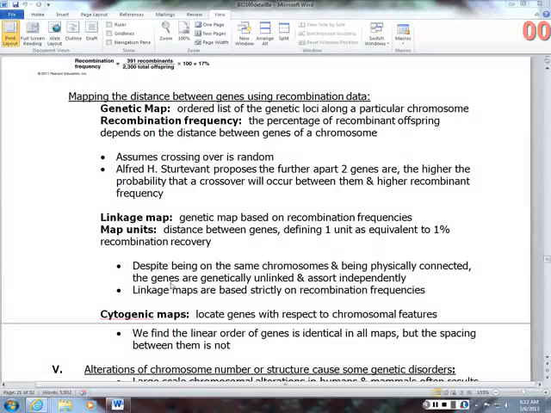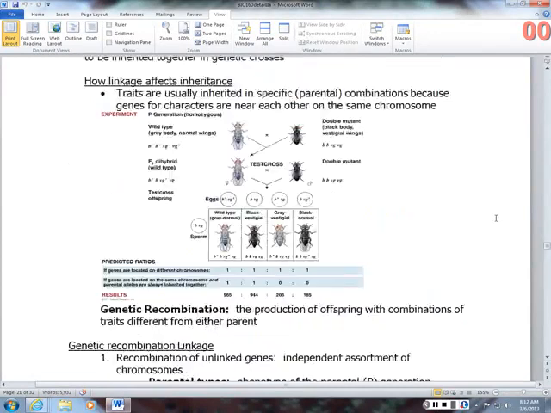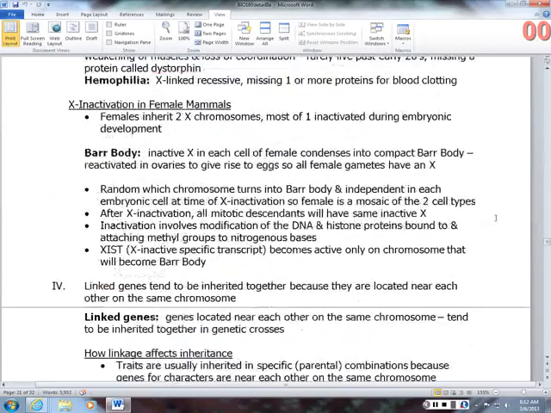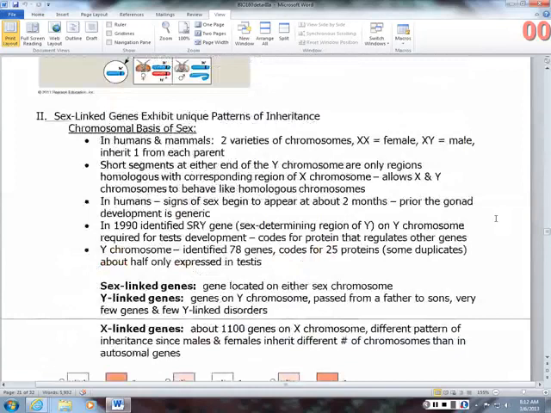The notes. I don't think we talked about... Did we talk about the bar body? Or the sex-linked genes?